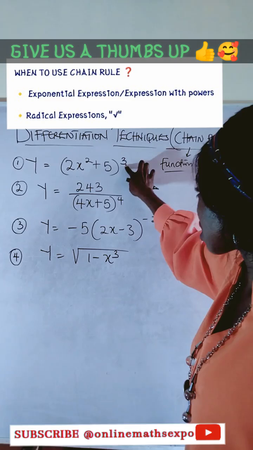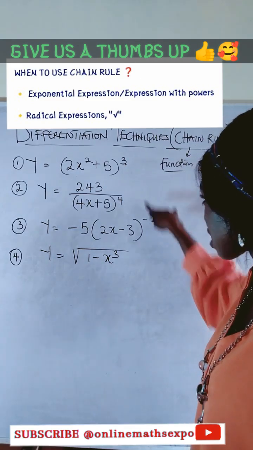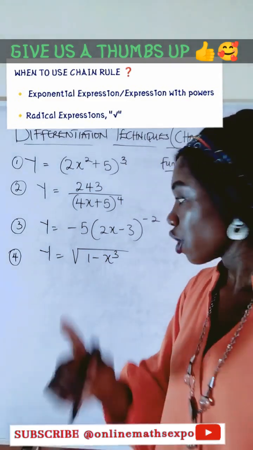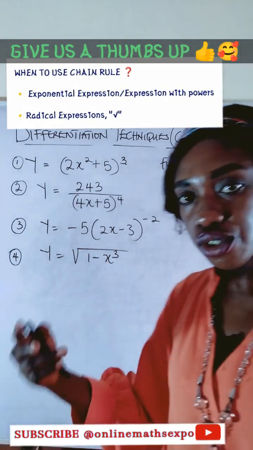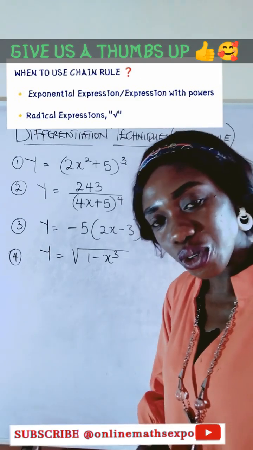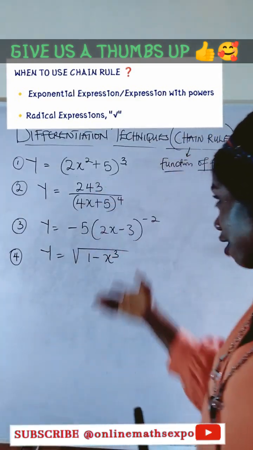One is if it has exponents like this, you can use chain rule. If the expression is a radical expression like this, you can also use your chain rule. Now you know that. Let's go into what we have.